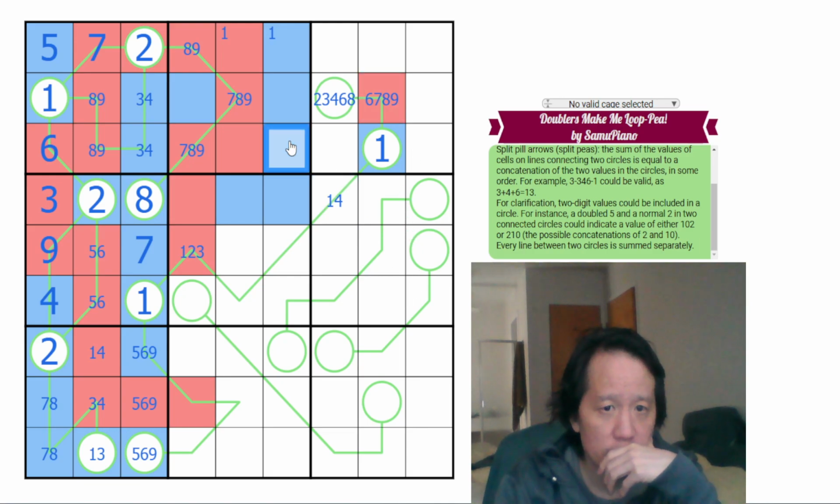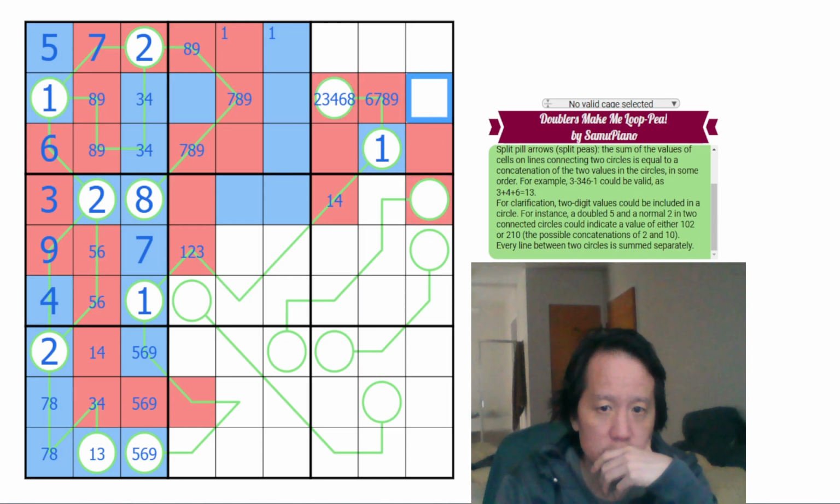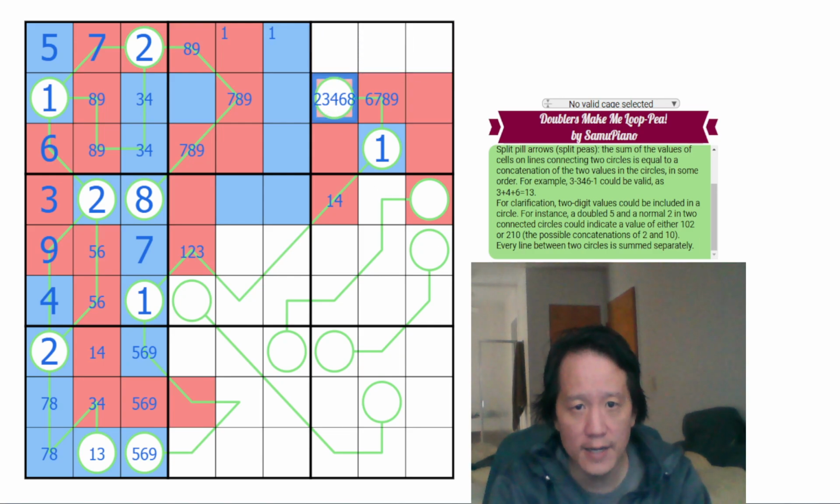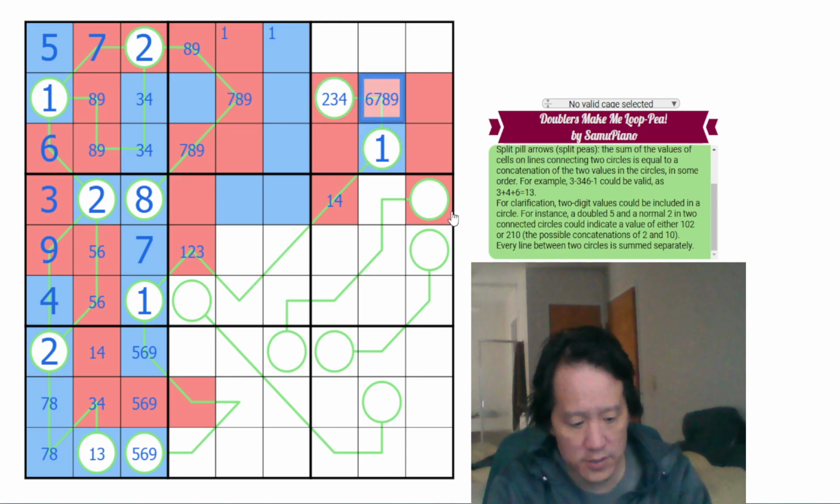This can't be on the loop. This can't be on the loop. To get to this as a loop, these two have to be doubled. Or sorry, yeah, have to be on the loop. Which means this is doubled. Which means that's doubled. Interesting. So then this is doubled too. So this cannot be 6 or 8. So it's either 14. So this has to be 7, 8, and 9.